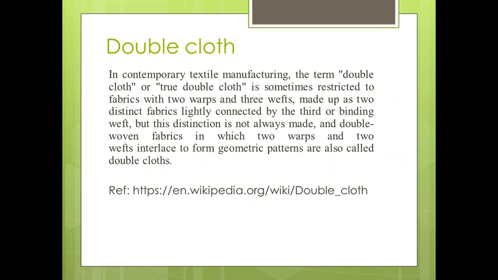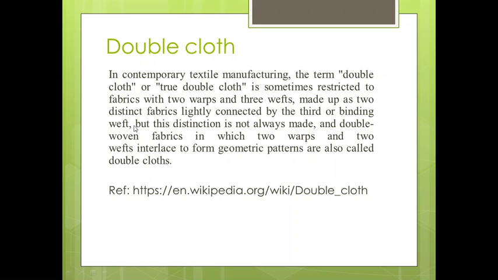Now in the first category, as mentioned, it is double cloth. In contemporary textile manufacturing, the term double cloth or true double cloth is sometimes restricted to fabrics with two warps and three wefts, made up as two distinct fabrics lightly connected by the third or binding weft.